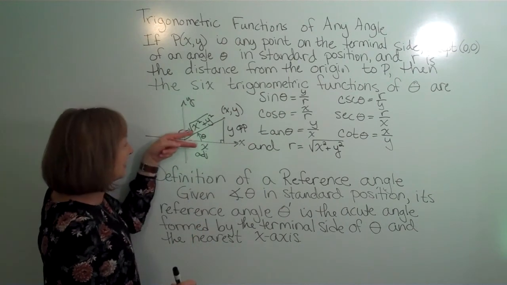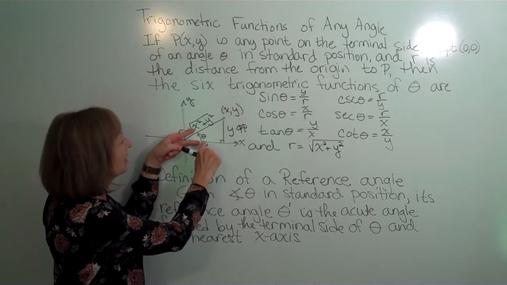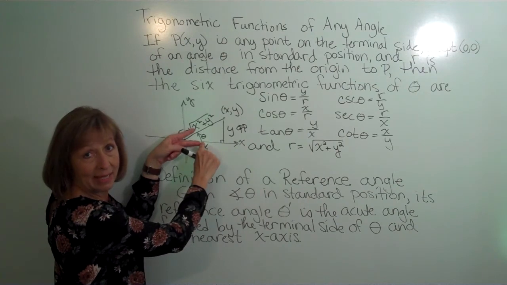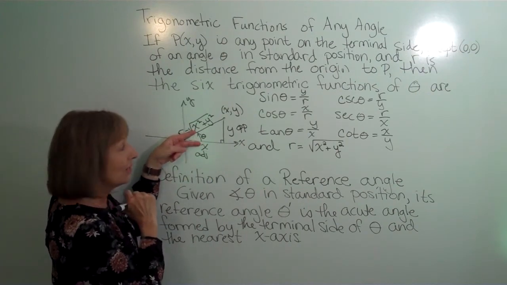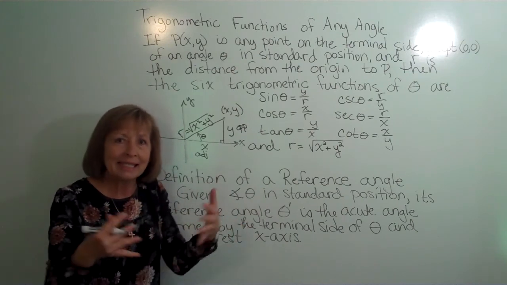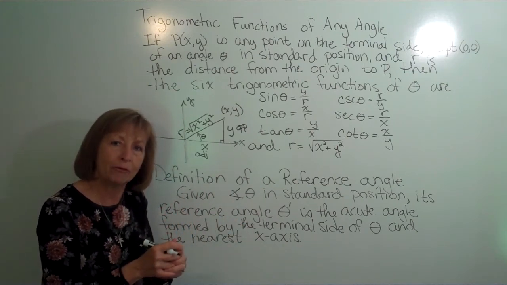Its vertex has got to be at the origin. Its initial side is the x-axis, positive x-axis, and it's the rotation to get to the terminal side. So it all kind of blends together. It dovetails with what we had before.